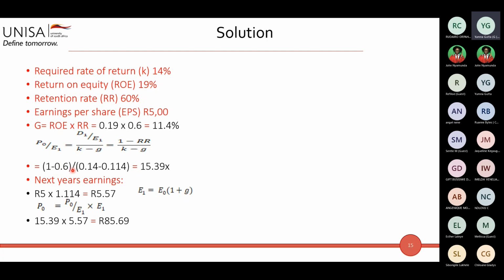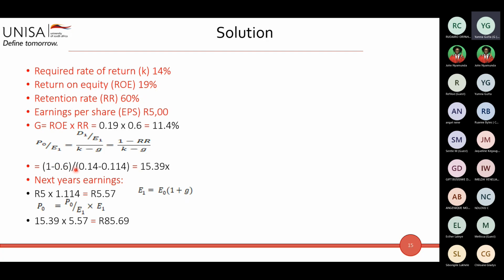Then you substitute into this formula, which is 1 less your retention rate. So 1 less 60% gives you 40%, which is your payout ratio. Sometimes in a question they won't give you the retention rate, they'll give you the payout ratio, and then you have to work out the retention rate. They'll give you either or, but it's a simple calculation. You just have to understand what the question is saying.